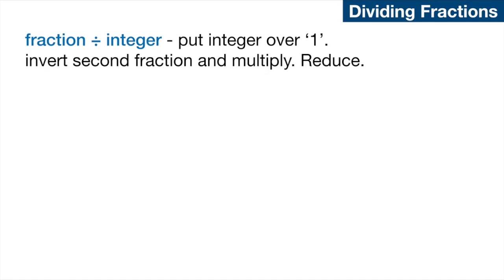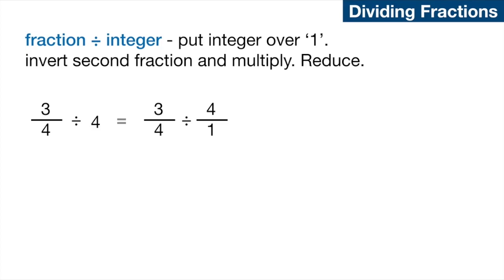Now if we have a fraction divided by an integer, we're going to put the integer over 1, invert the second fraction, and then multiply and reduce. So basically the same thing, we just put our whole number over 1 to convert it to a fraction before we do it. So 3/4 divided by 4 is equal to 3/4 divided by 4 over 1. Now we know how to solve this problem.